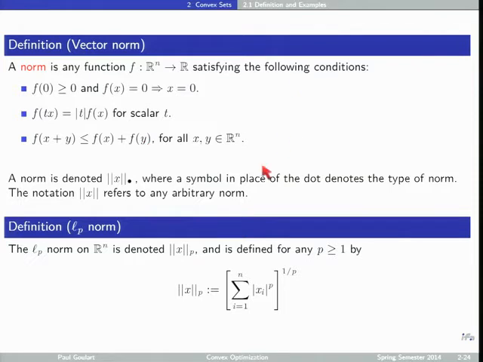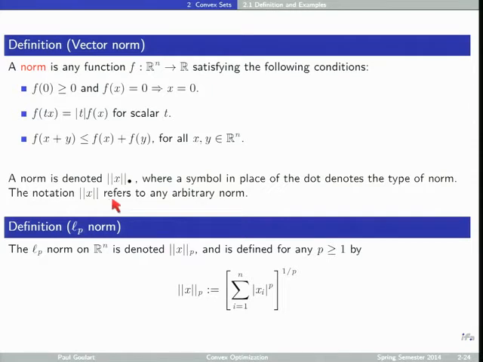If we want to be clear about which function we're talking about, then we write x with some symbol in place of this dot. If I put a 2 there, I mean the Euclidean norm. If I put a 1 there, I mean the 1 norm, and the infinity, I mean the infinity norm. Or maybe some other funny-looking norm. And if I don't put anything there, then either you should know what I'm talking about, or I don't care which norm we're discussing. I just mean any norm.